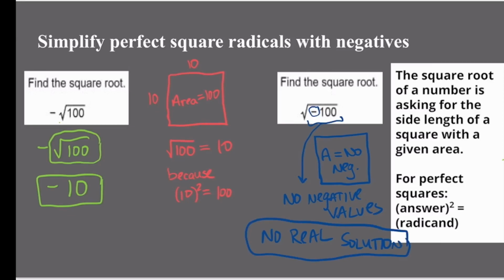Depending on which math class you're taking, you might have learned about imaginary numbers. So if that's the case, then the square root of negative 100 would actually be 10i. The square root of 100 is 10, and then because the negative's inside, we would write that as i. If you're not there, don't worry about it yet.